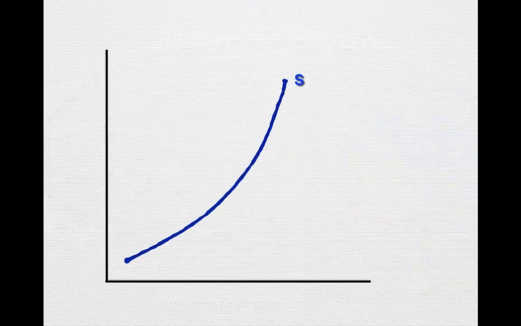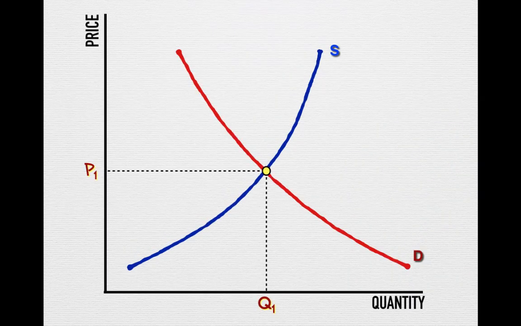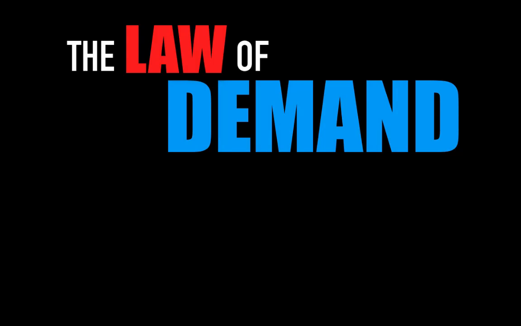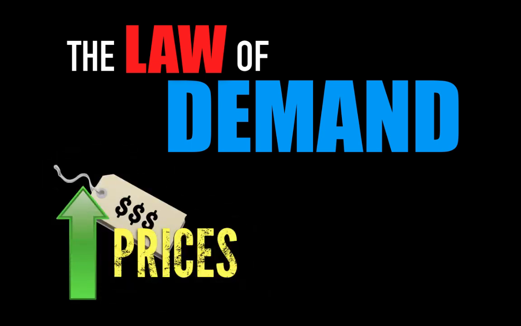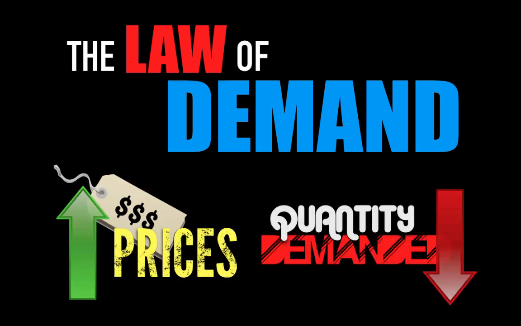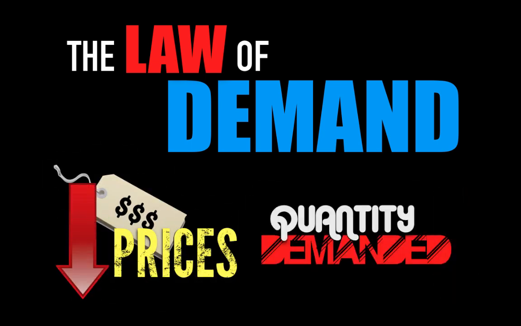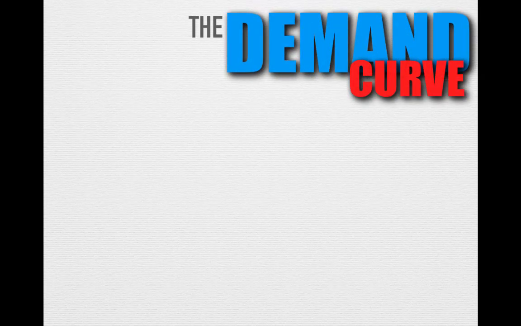Let's take a look at the heart of any market: supply and demand. In both markets, the law of demand is in effect. The law of demand dictates that there is an inverse relationship between price level and quantity demanded. When the price level increases, the quantity demanded decreases. And when price levels decrease, the quantity demanded increases. The law of demand is visually shown in the demand curve.